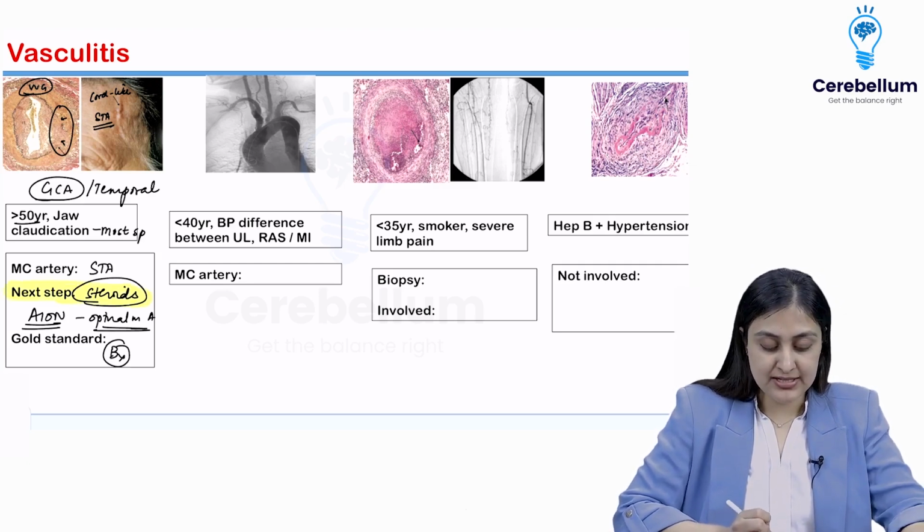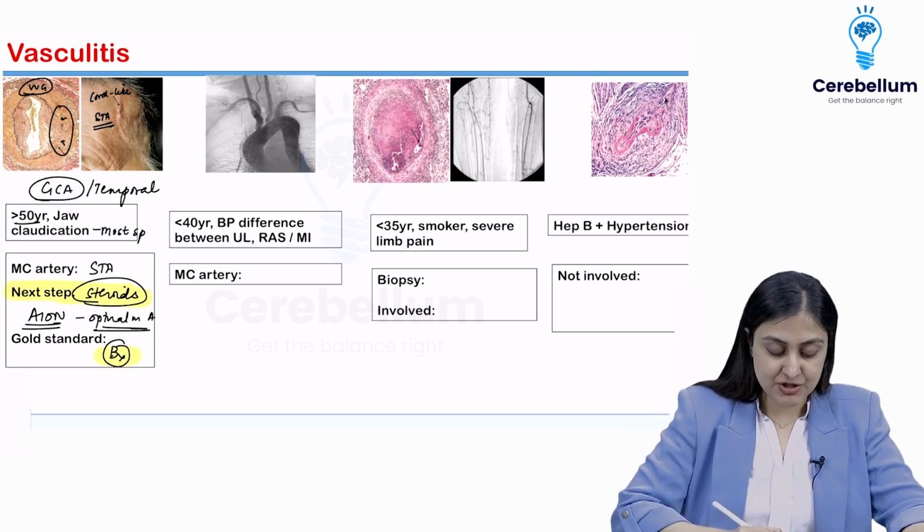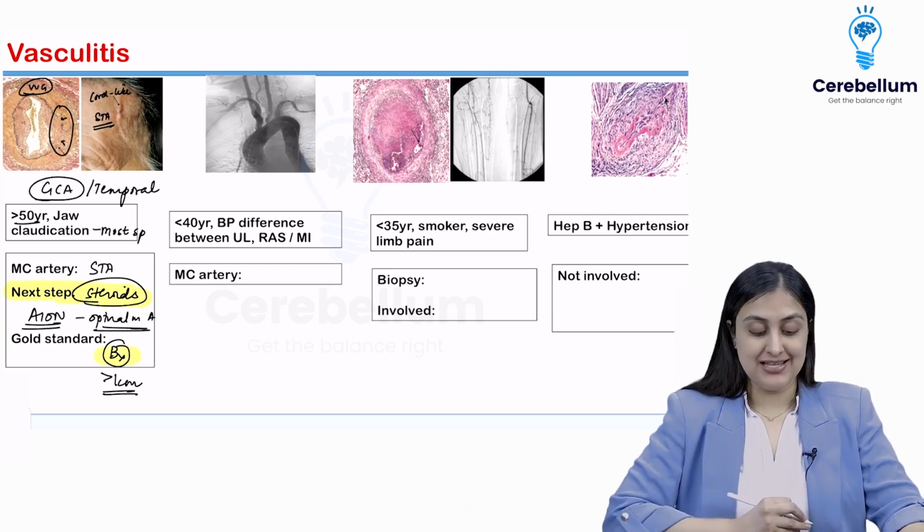So first you start steroids, then you send for biopsy, and because there are skip lesions, you want to do a biopsy more than 1 centimeter at least. Okay, so this is giant cell.